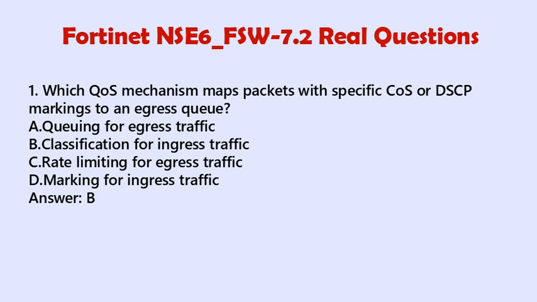1. Which CoS mechanism maps packets with specific CoS or DSCP markings to an egress queue? A. Queuing for egress traffic. B. Classification for ingress traffic. C. Rate limiting for egress traffic. D. Marking for ingress traffic. Answer: B.